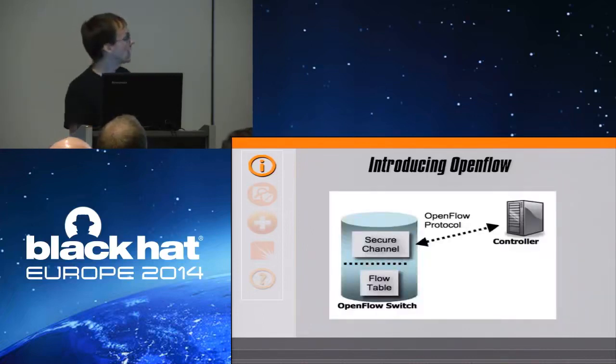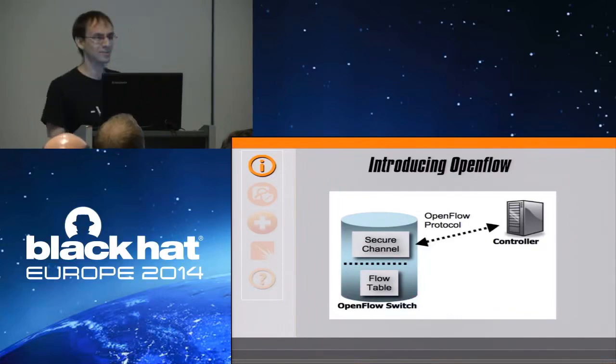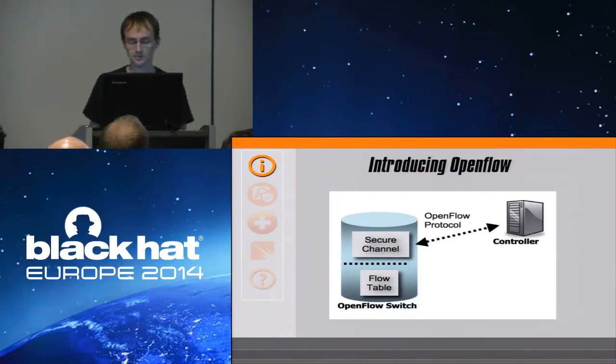Okay. Brief kind of a graphical representation of that relationship. In this case, we have an OpenFlow switch, flow table, and a secure channel that communicates with the controller using the OpenFlow protocol. Okay. We all like pictures, don't we? So there's one. I don't have a lot. Some people have a lot. I don't have a lot of pictures.